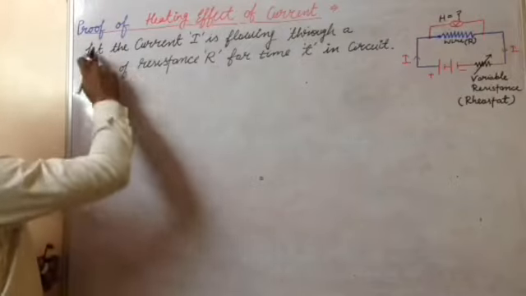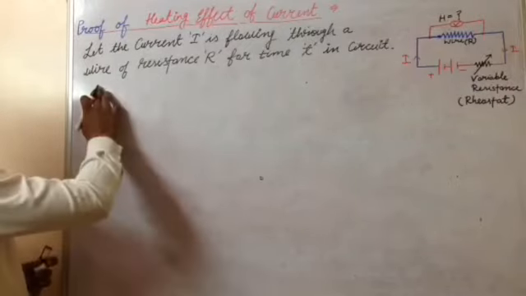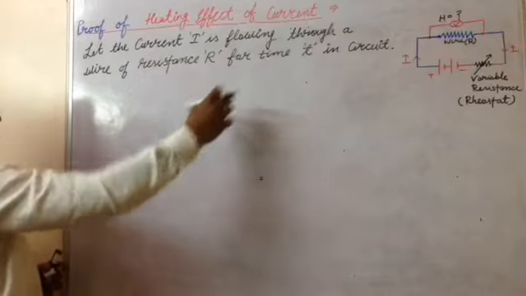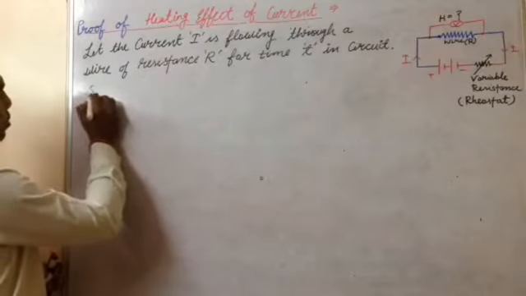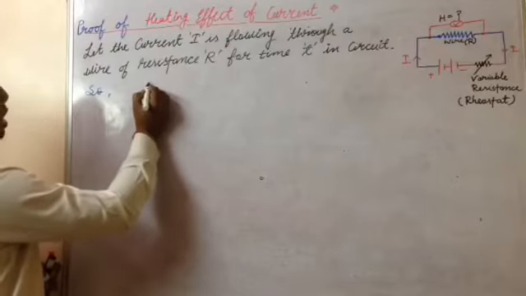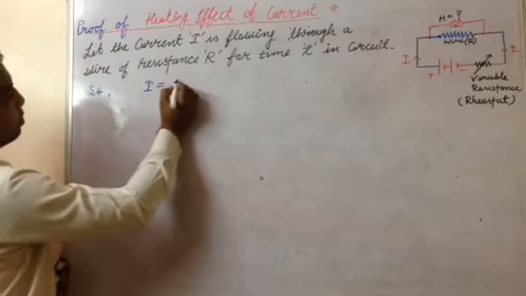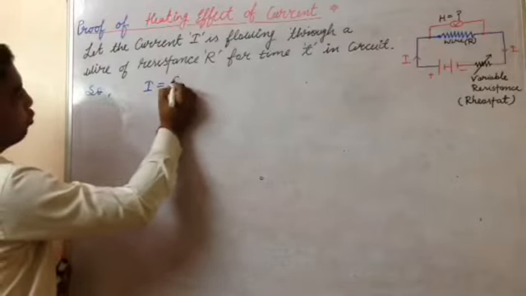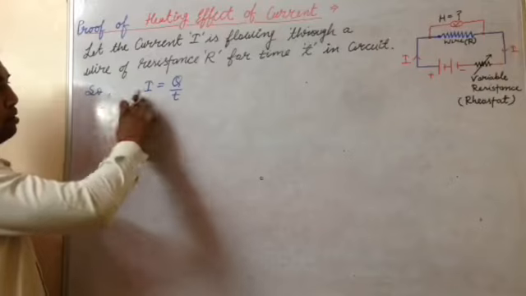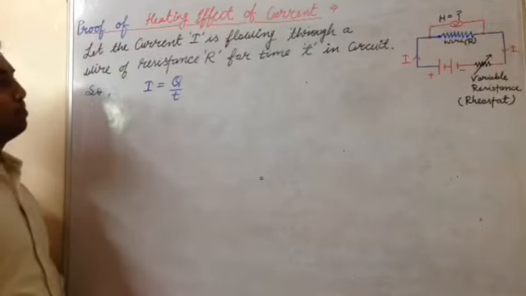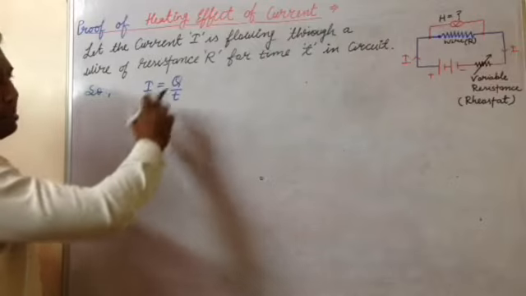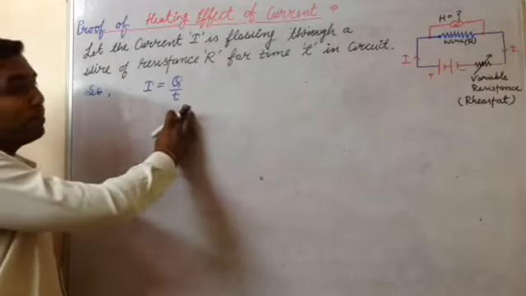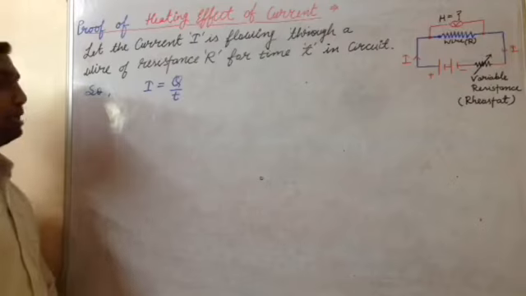So what you can write? Let the current I flow through a circuit or through a wire of resistance R for time t. So I equal to what? Q upon T. Which formula is this? Current. Yes, per second. Because current is flowing, that means charge flowing per unit time. So we can write I equal to Q upon T.